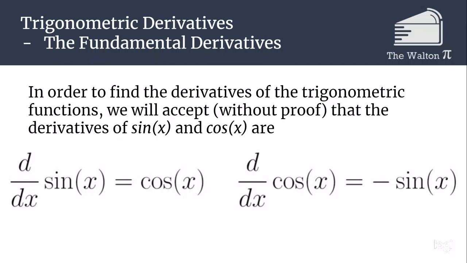These are true facts, but the proofs are a bit complicated, so I'm not going to go into them in this video. I might make a video on it later, but at the moment I am not planning on it, so we are just going to accept that the derivative of sine of x is cosine of x, and the derivative of cosine of x is negative sine of x.